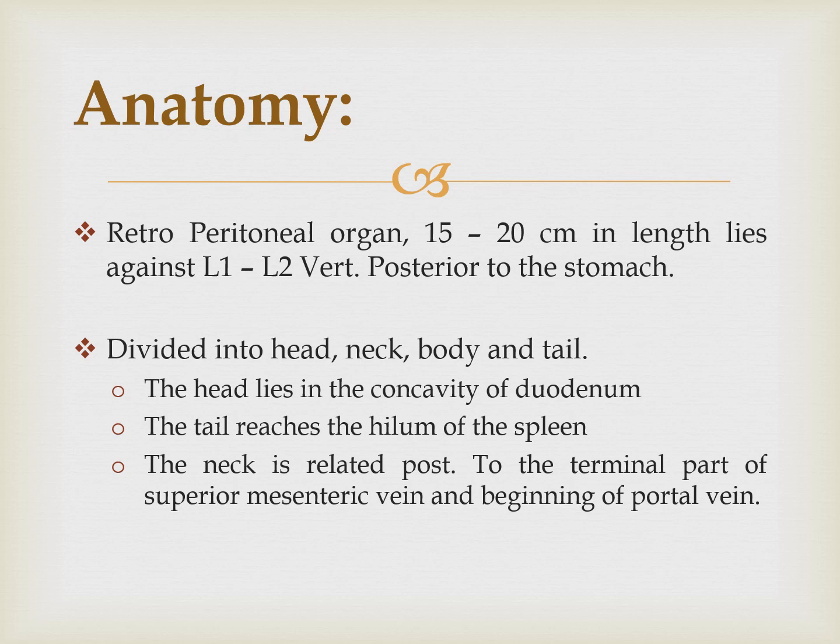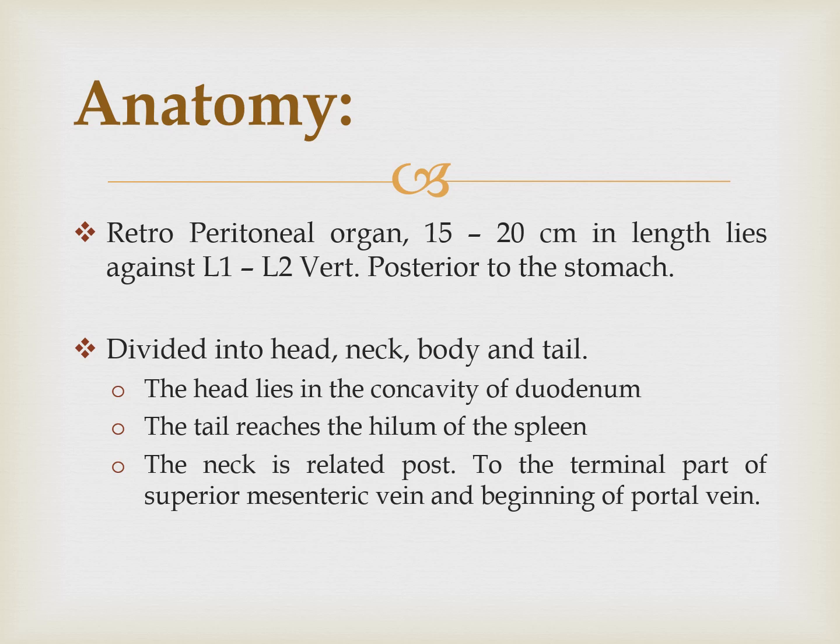Our topic today is about the pancreas and the endocrine pancreatic tumors. Let's start with the anatomy of the pancreas. As we know, the pancreas is a retroperitoneal organ measuring about 15 to 20 centimeters in length, lies against the L1, L2 vertebrae and posterior to the stomach.